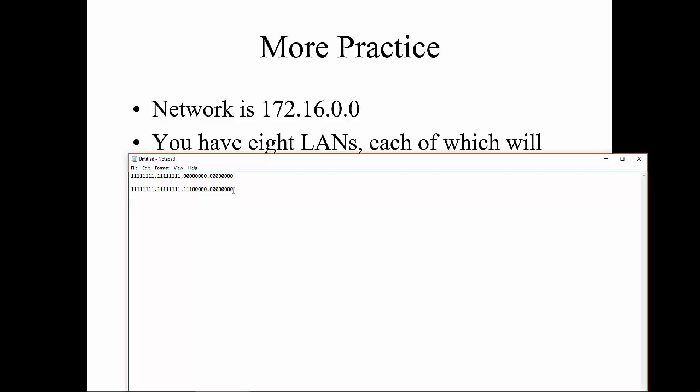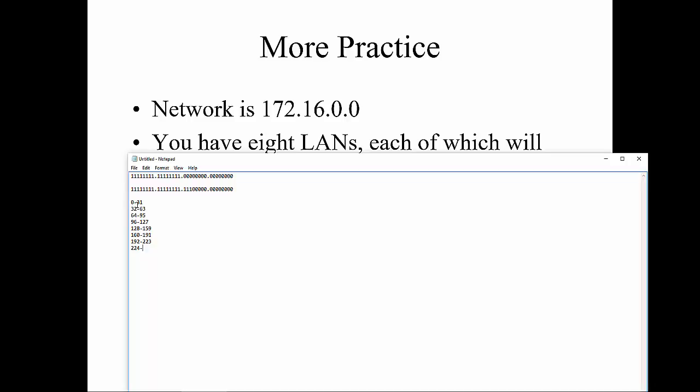And that means our first network will be 0 through 31, 32 through 63, 64 through 95, 96 through 127, 128 through 159, 160 through 191, 192 through 223, 224 through 255. And those would be our 8 different subnets.